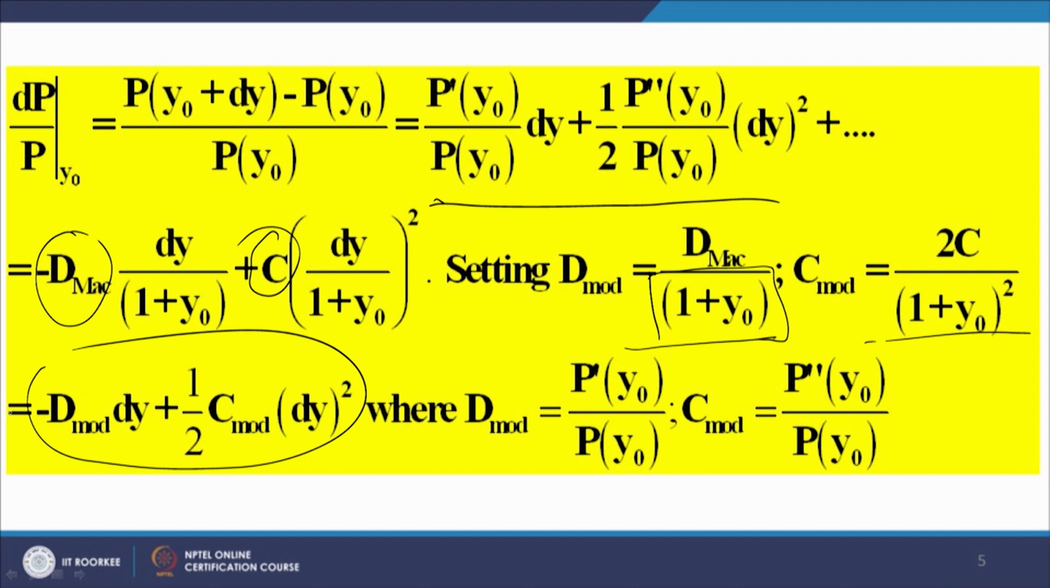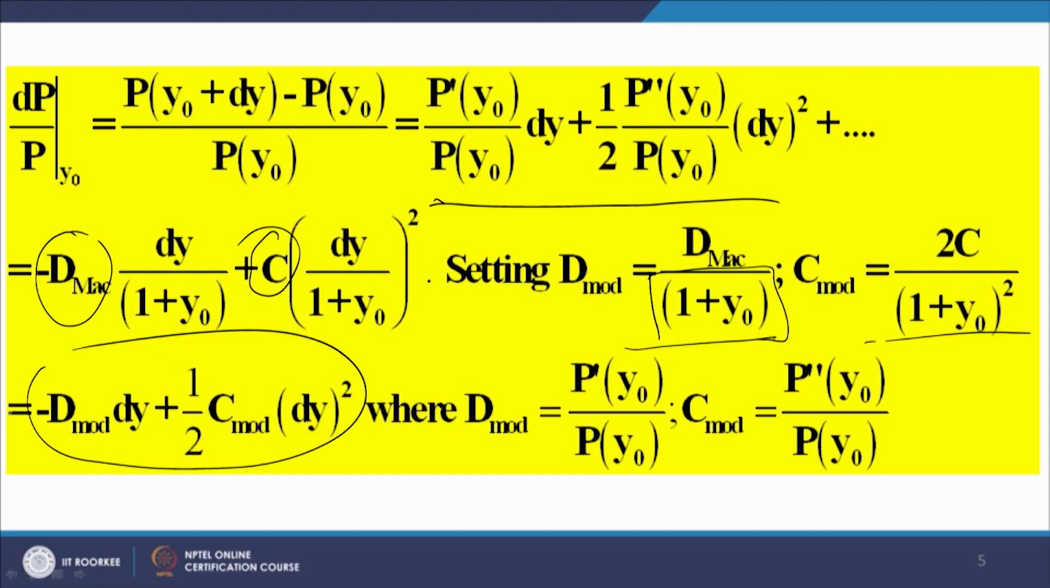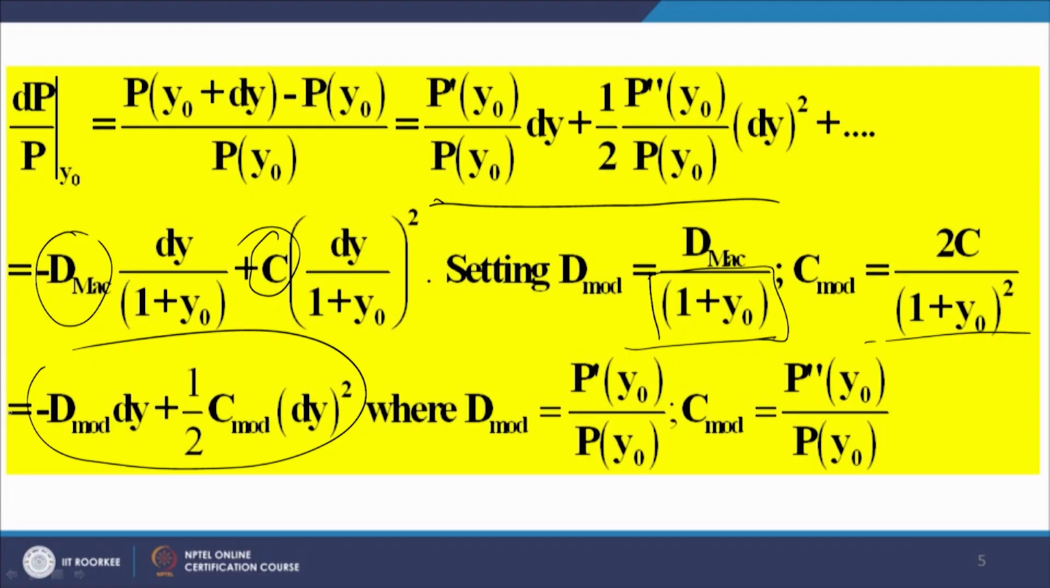This is the convention adopted by some of the writers. Some part of the literature segregates out this 1 by 2 from the definition of the modified convexity and shows it as a prefactor. So, I have used that convention while defining modified convexity. However, when you define convexity, you include this factor of 2 within the definition of convexity. This has reference to the notation that is used in most of the textbooks, in particular the textbook by Elton and Gruber on security analysis and portfolio management.